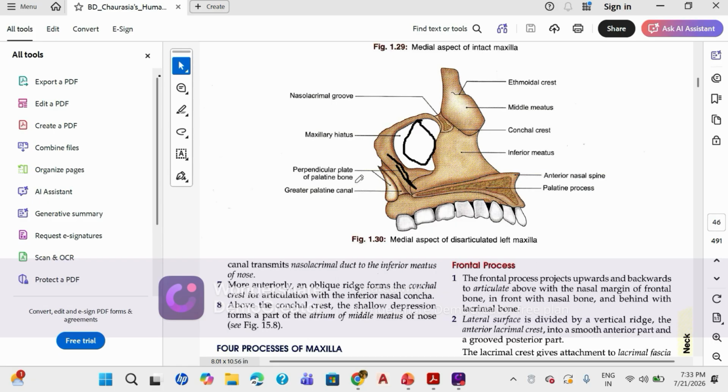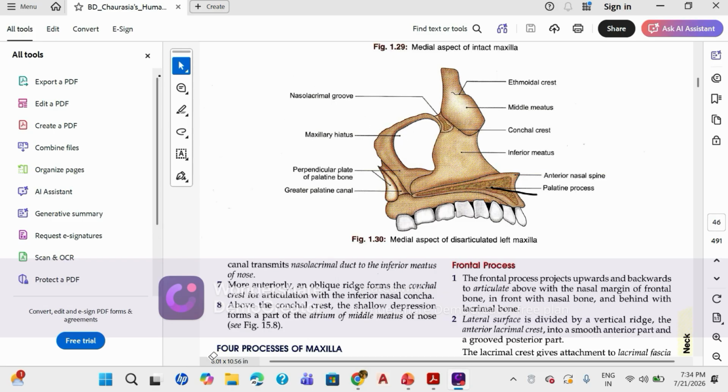In front of the maxillary hiatus, there is a lacrimal groove, then the conchal crest which articulates with the inferior nasal concha. It articulates with the anterior nasal spine of the palatine fossa. This is the palatine fossa of the maxilla. This is the inferior hiatus. Mainly in the mesial surface, we will discuss the hiatus, which leads to the maxillary sinus, and the perpendicular plate of the palatine bone. There is a nasolacrimal groove here.